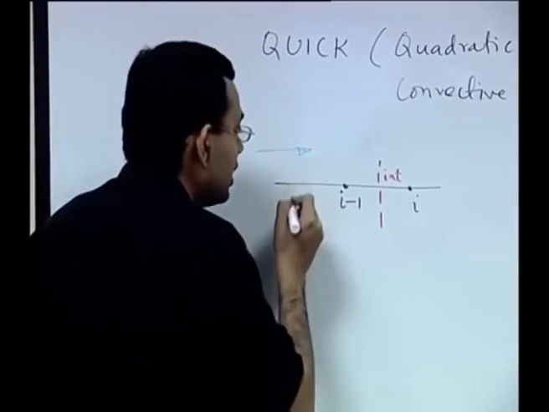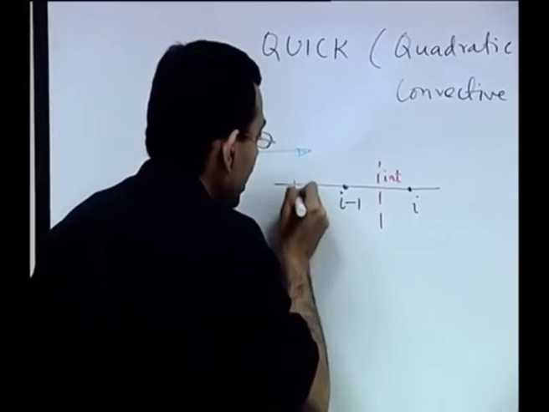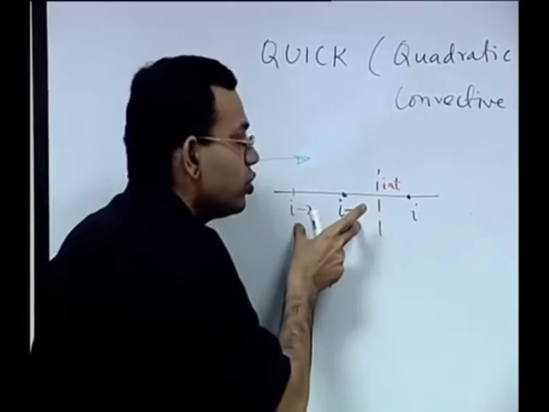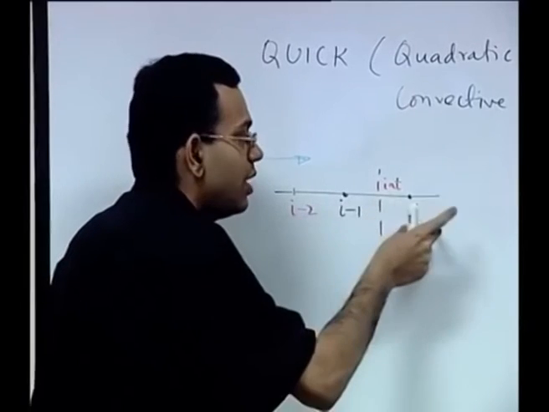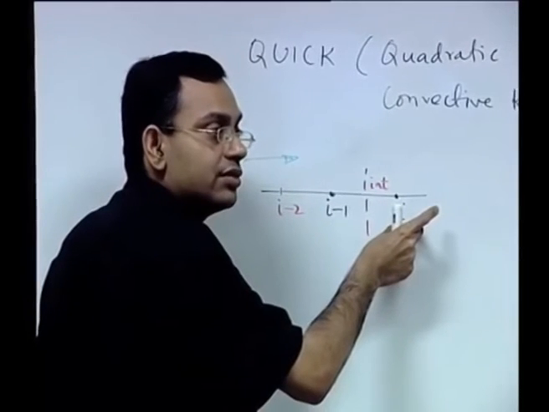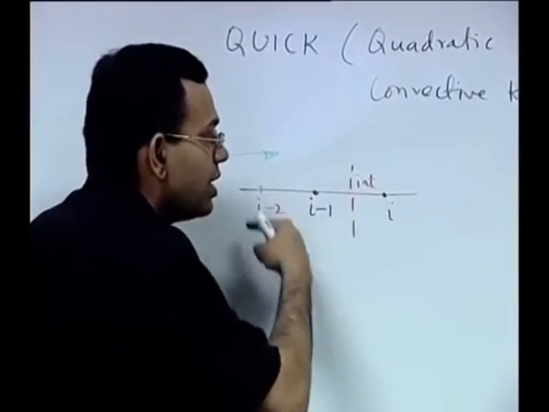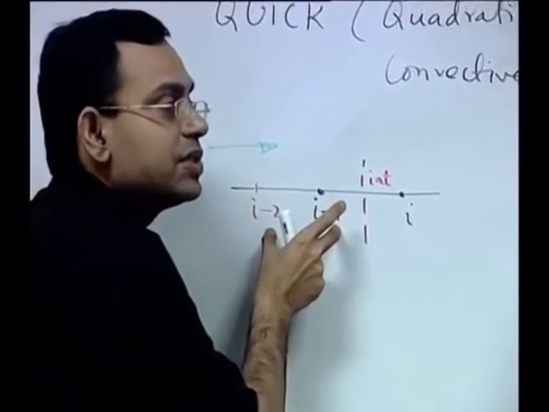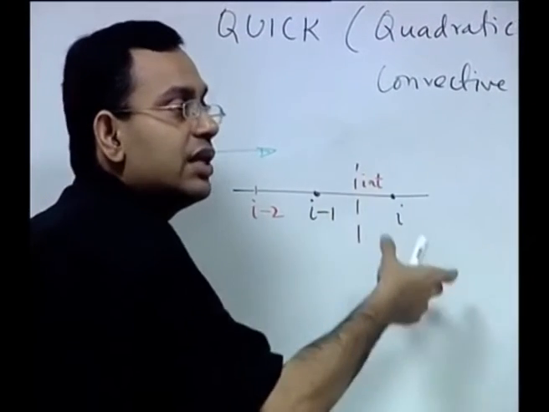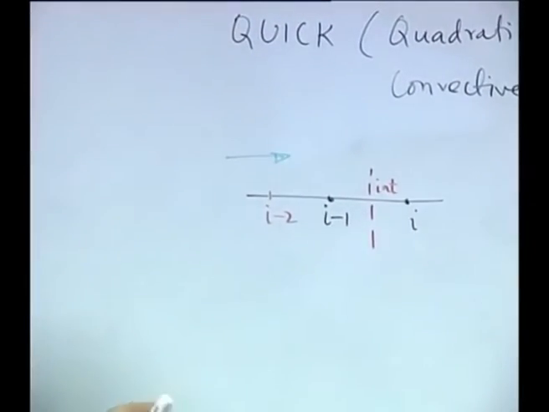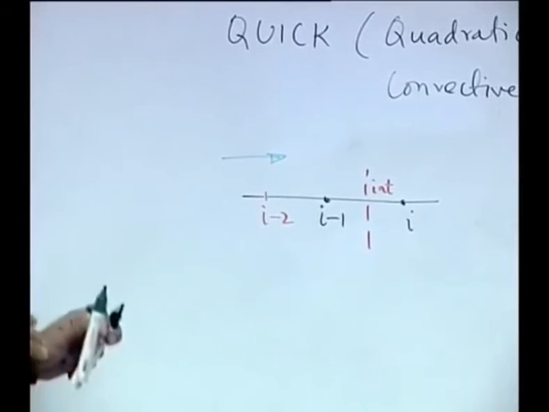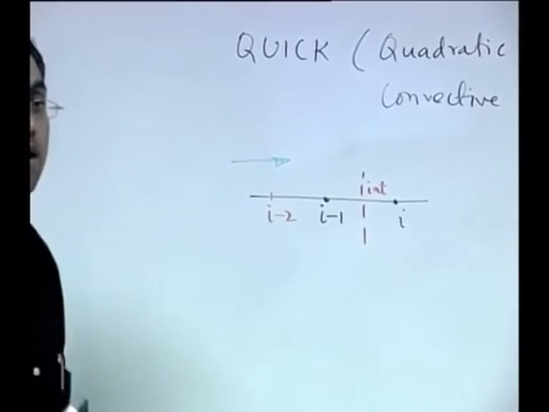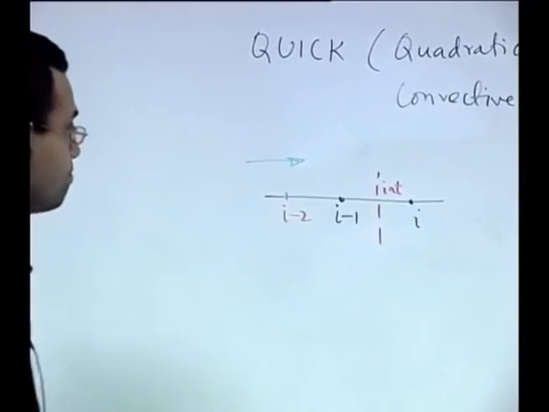So, another grid point I minus 2 located upstream. So, at the interface, 2 grid points at the upstream end and 1 grid point at the downstream end. So, the scheme is capable of considering not just the upstream grid point effect, but also the downstream grid point effect. So, it can be thought of as a sort of improvisation of the upwinding scheme, or a higher order upwinding scheme, so to say.